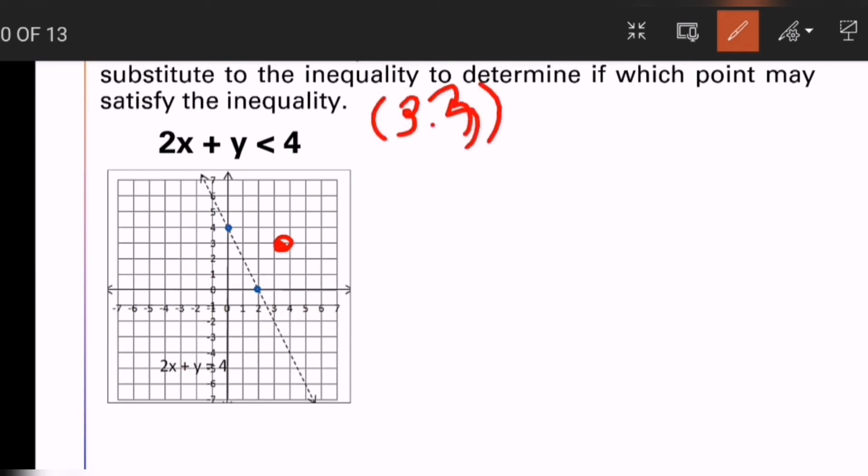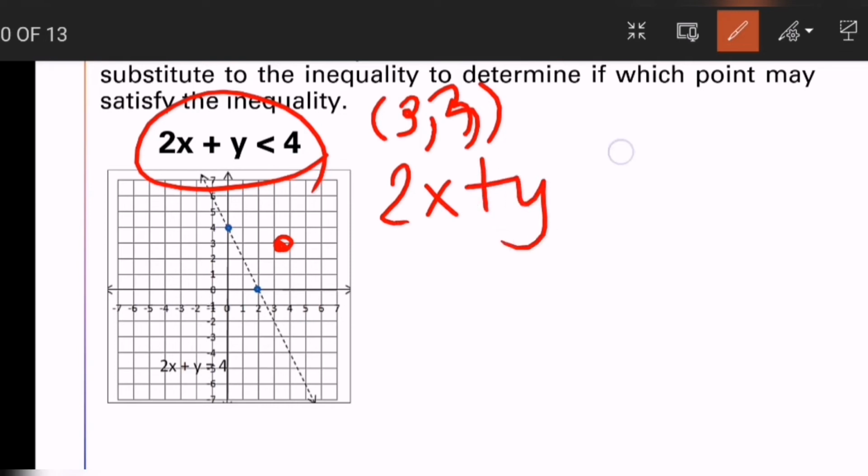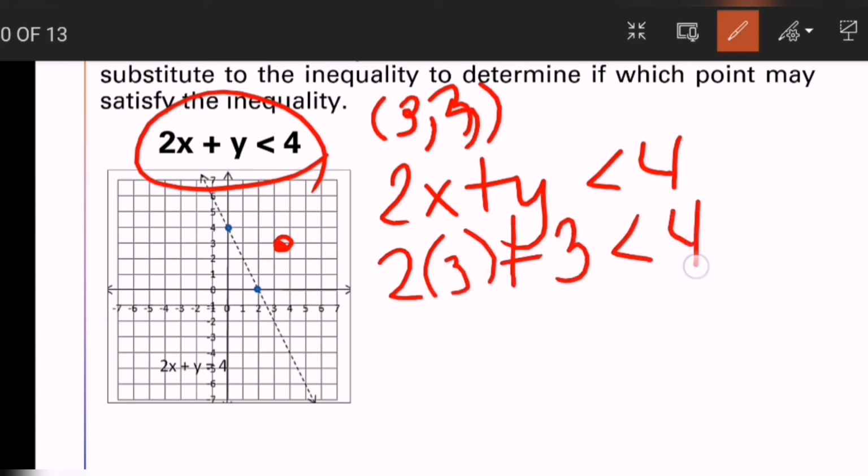At ngayon, isa-substitute natin siya dito sa inequality. Ngayon, titingnan natin kung tama ba. Kung tama ang magiging sagot niya. So, you have 2x plus y less than 4. So, you have 2. Ang gamit nating x ay 3. Plus, ang y natin ay 3 less than 4. Titingnan natin kung tama bang less than 4.